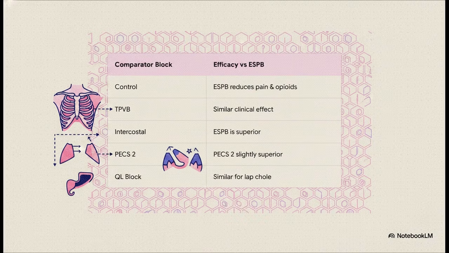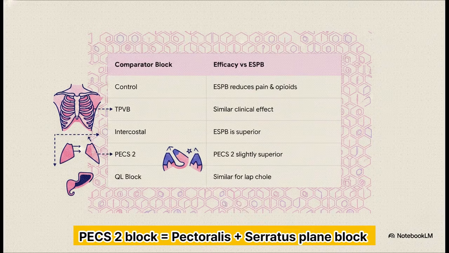Interestingly though, when we look at breast surgery, the literature suggests the PECS-2 block remains slightly superior to the ESP block. This makes physiological sense, as the PECS-2 provides more direct, targeted coverage of the anterior chest wall nerves, whereas the ESP relies on that variable anterior diffusion we discussed earlier.